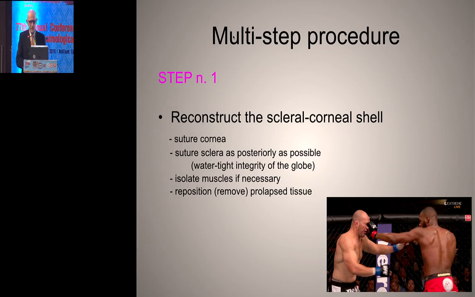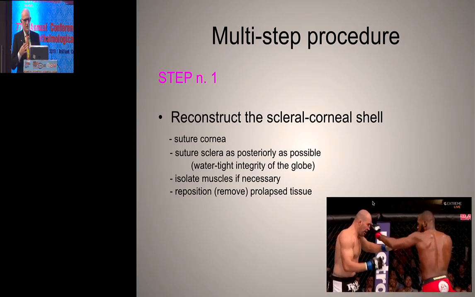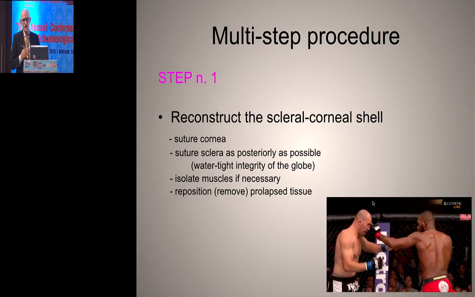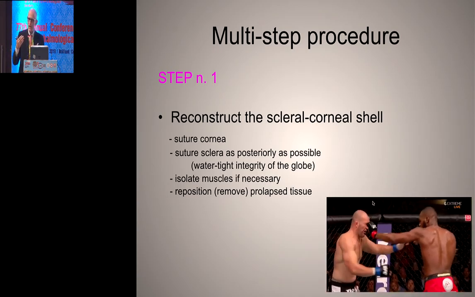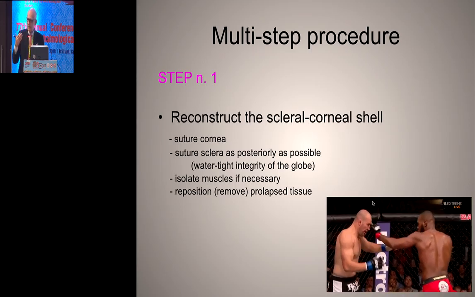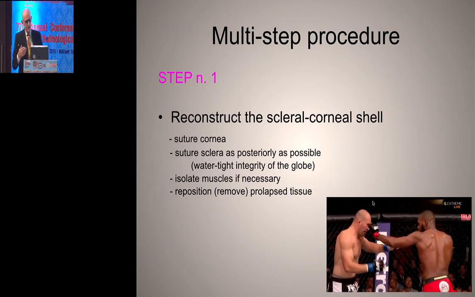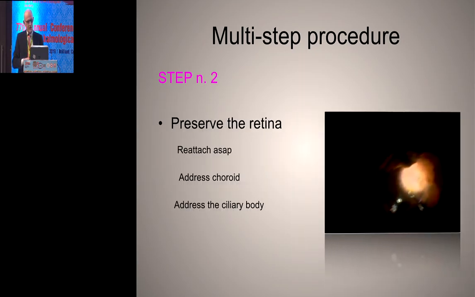Now, this is a multi-step procedure. We start by reconstructing the corneal scleral shell. Therefore, we have to suture the cornea, and we have to suture the sclera as posteriorly as possible. Sometimes this is not possible, and we'd rather leave a scleral breach than damage the eye any further. Sometimes we have to isolate the muscles, and we have to reposition prolapsed tissue.